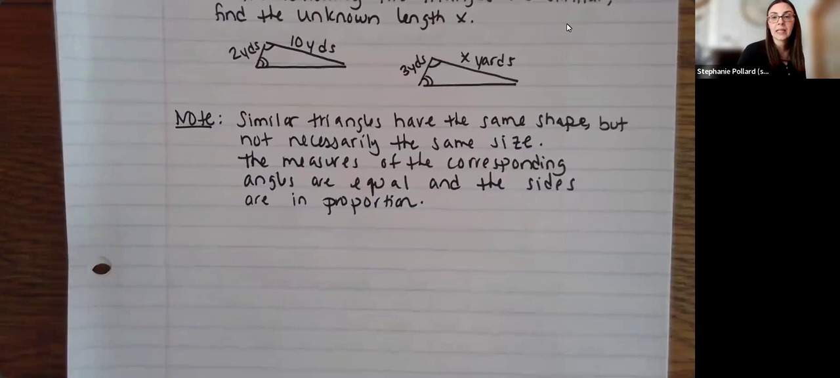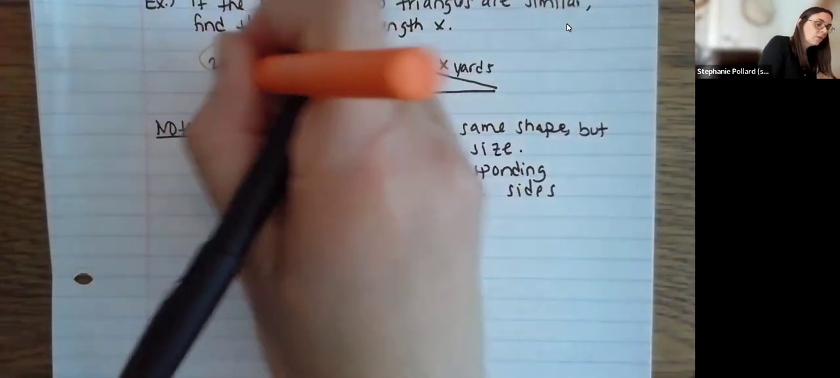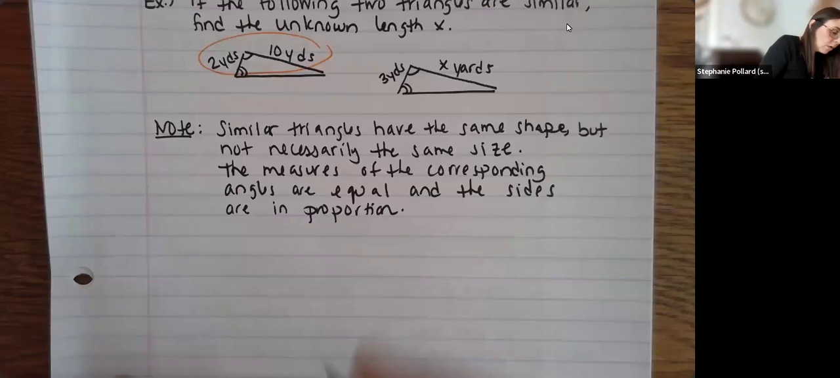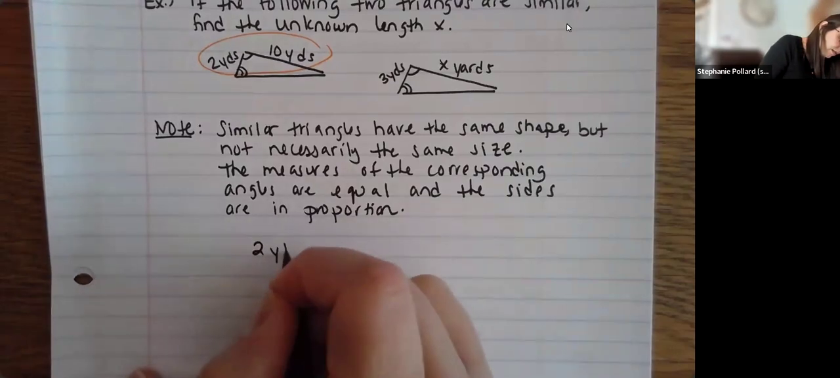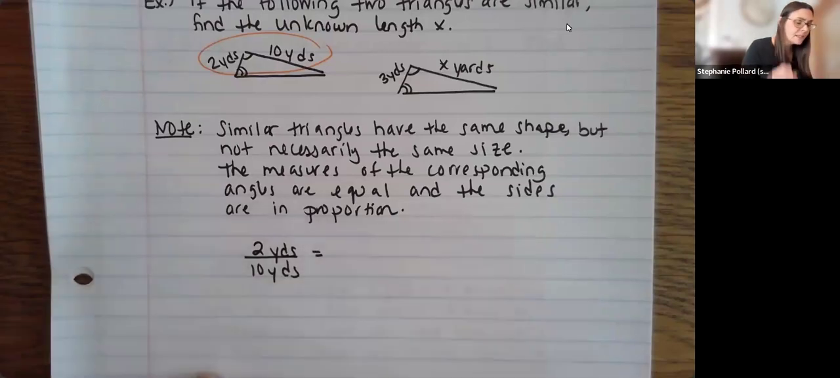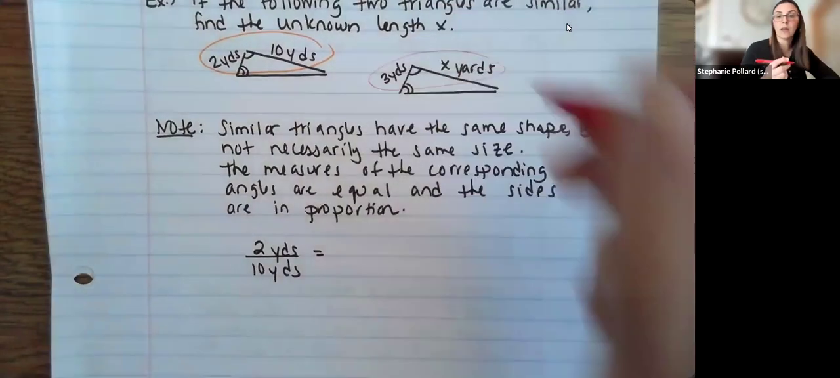Now remember, like in the last case, you do need to have one ratio in its entirety. And you can see that right here. I do know both sides that are given of the first triangle, so I have 2 yards to 10 yards. And the second triangle, if you look, I only have one of the values, not the other.